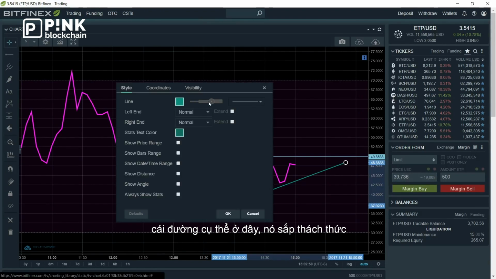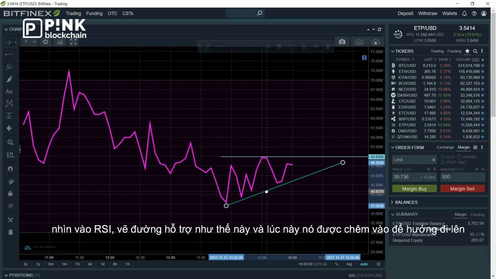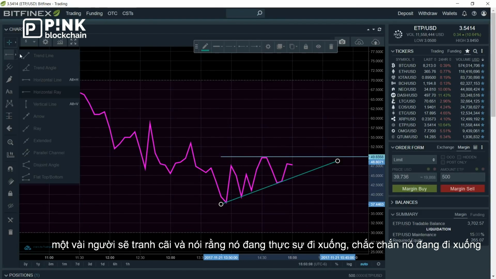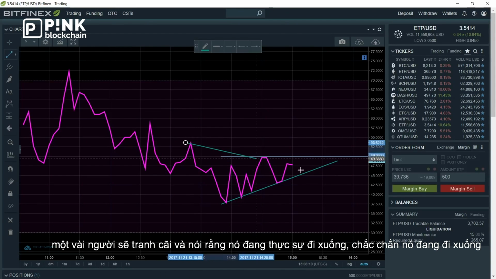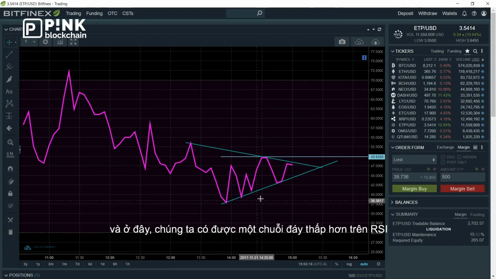It's definitely going to challenge it, and we're getting more strength on the bottom side, right? Look, on the RSI. You draw a support like that, and it's being wedged to go up right now. Some people might argue and say, yeah, it's going down actually. It's going down, sure. But if it was going down, we wouldn't get this series of higher highs here.